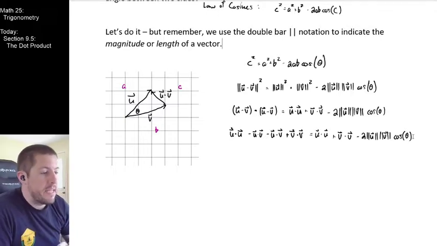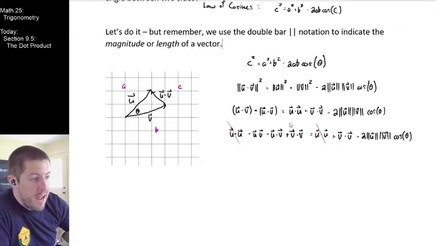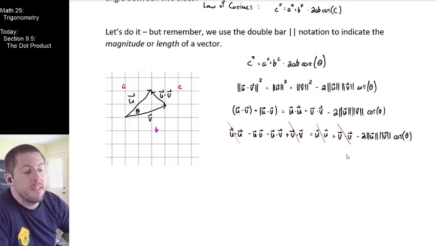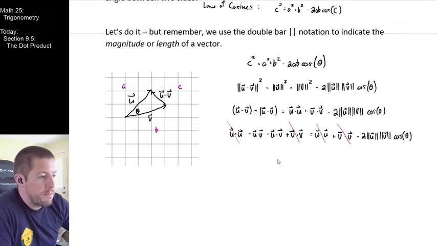Here's the things that I'm seeing for myself to help clean this up. One thing I'm seeing is that I have a u dotted with u on the left and a u dotted with u on the right, so I think those can cancel. I also have a v dotted with v on the left and a v dotted with v on the right, so I think those can cancel. Another thing I'm seeing on the left is that my 2 surviving terms here are just giving us a negative 2 right here, negative 2 of them. So it looks like I'm getting negative 2 u dotted with v equals negative 2 magnitude of u magnitude of v times the cosine of theta.